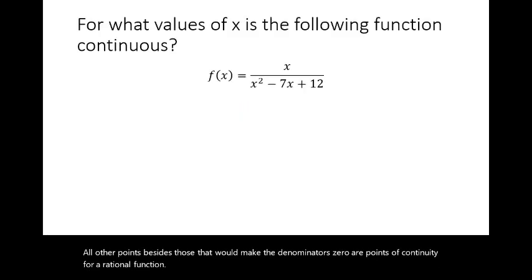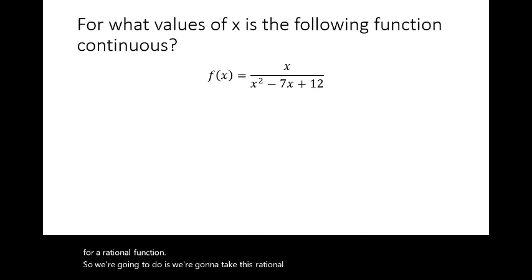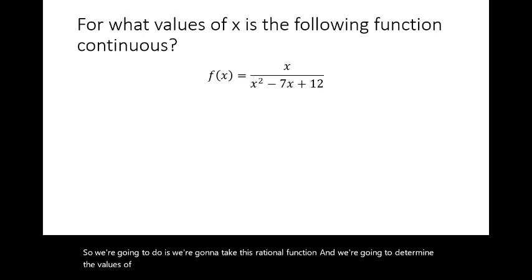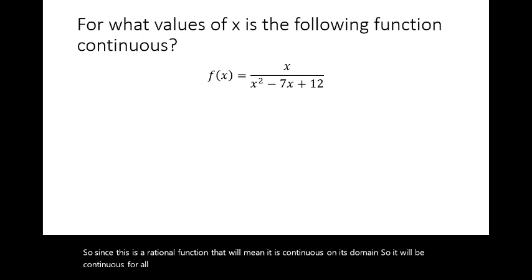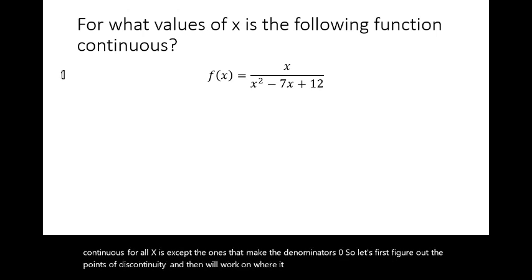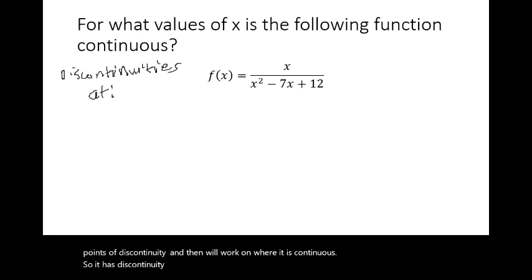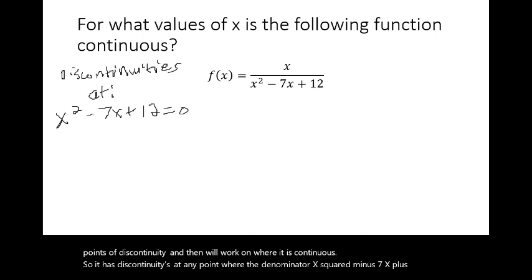So what we're going to do is we're going to take this rational function and we are going to determine the values of x where this function is continuous. So since this is a rational function, that will mean it is continuous on its domain. So it will be continuous for all x's except the ones that make the denominator 0. So let's first figure out the points of discontinuity, and then we'll work on where it is continuous. So it has discontinuities at any point where the denominator, x squared minus 7x plus 12, is equal to 0.